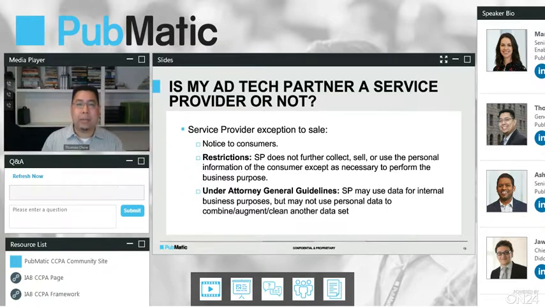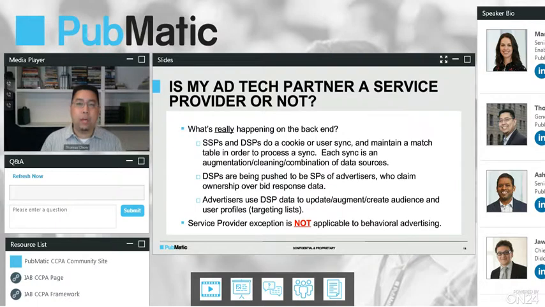For SSPs and DSPs to interoperate, at least one of them will have to do a cookie or user ID sync. And that means that one of them is maintaining a match table. Each time a match table is updated, that's an augmentation of a data source. Oh wait, SSPs and DSPs can't do that, can they, as service providers? Unfortunately, they do. And if they didn't, they would have to strip the personal data, and you should expect your monetization to drop.